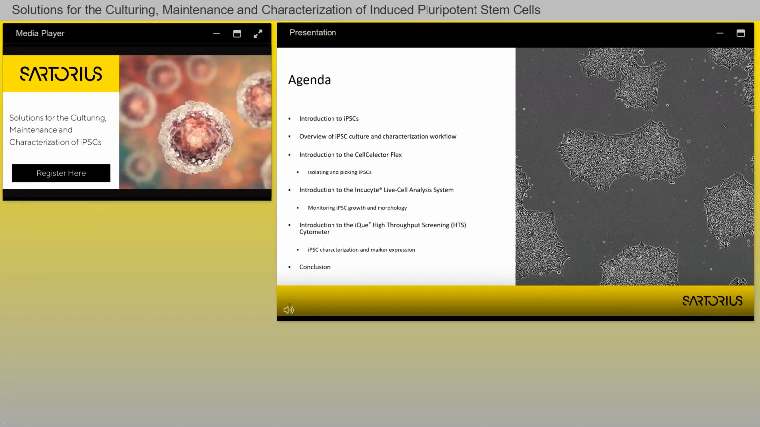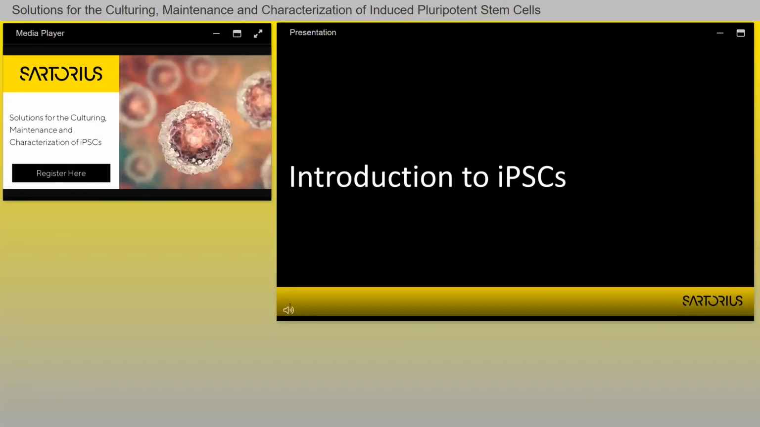Following that, we'll have a look at the Incucyte live cell analysis system and see how that system can aid in monitoring iPSC growth and morphology. Then we'll take a look at the iQue high throughput screening cytometer and see how that system can characterize iPSCs through marker expression. And finally, we will conclude what we've learned today. So let's begin with an introduction to iPSCs.